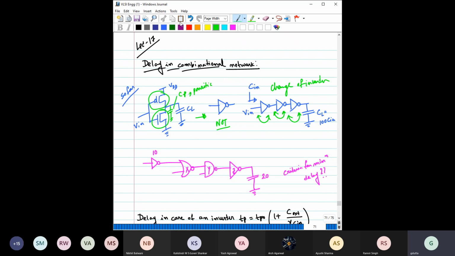But to design a practical circuit, you cannot use only inverters. You can have an inverter or a buffer, and along with it a NOR gate, a NAND gate, and other gates. So what will be the criteria? Consider this circuit. There is only one path from this input to this output, and this is that path.